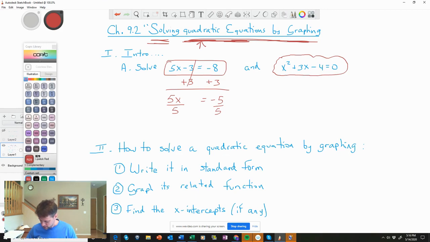All right. Sorry about that again. Where was I? Oh, yes. We divide by negative 5, and we get x equals negative 1.